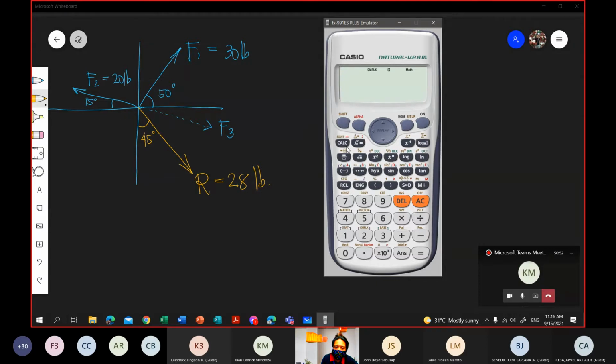After the complex mode, first we input the resultant. That's the 28 acting at an angle. Take note again, the angle to input is always measured from the positive x-axis. So what angle should we input here?